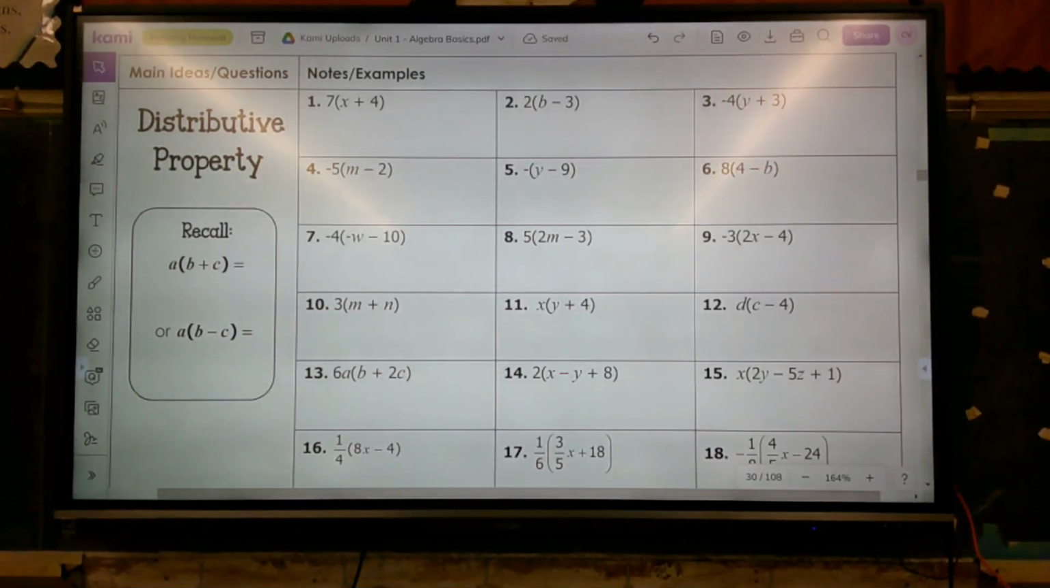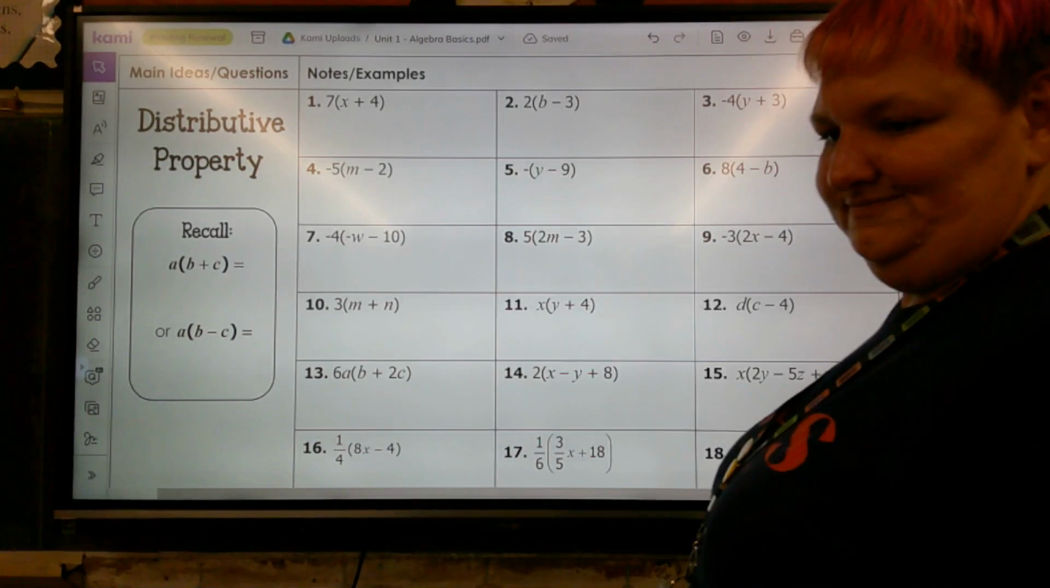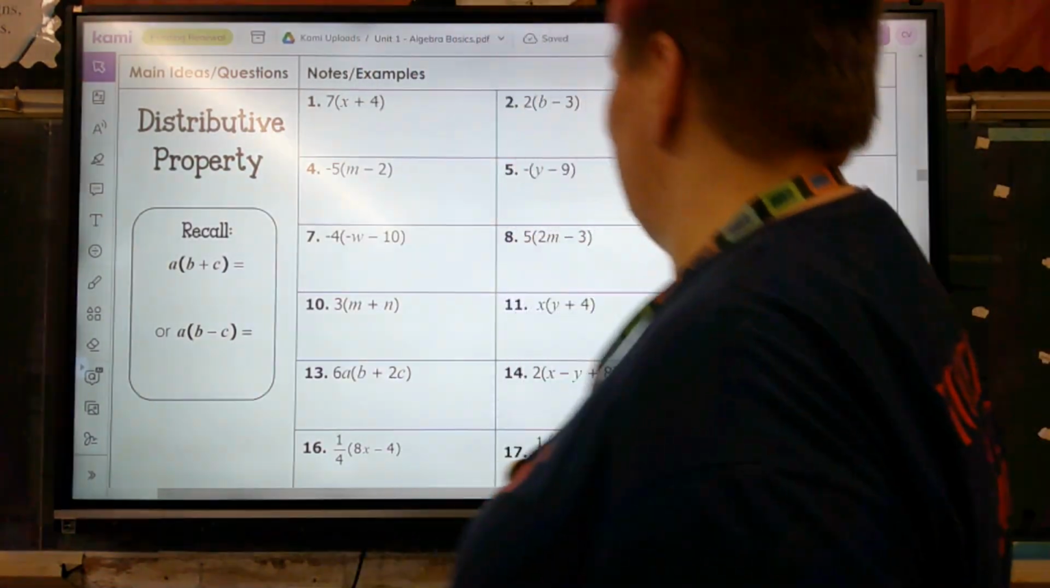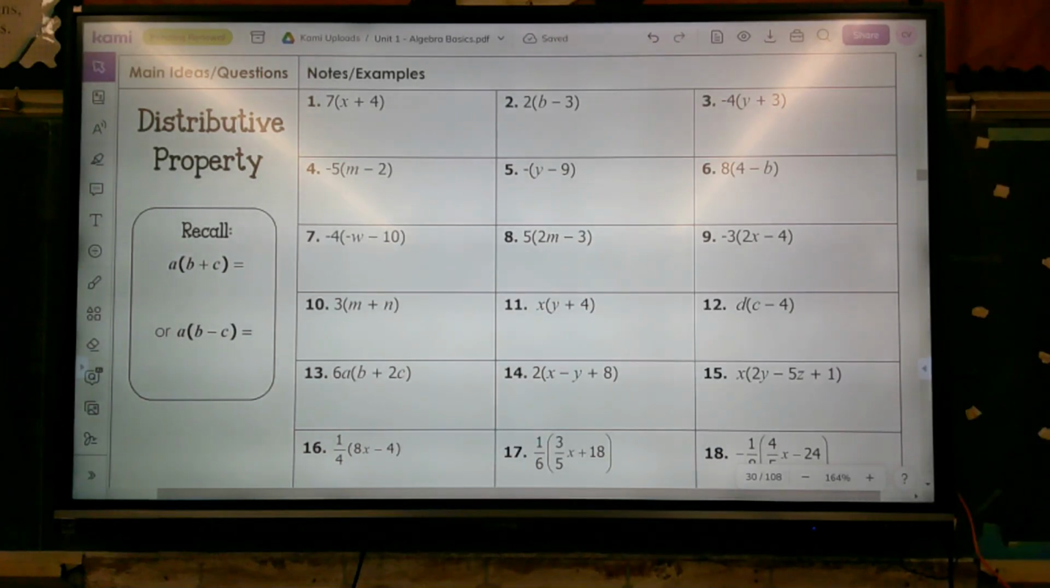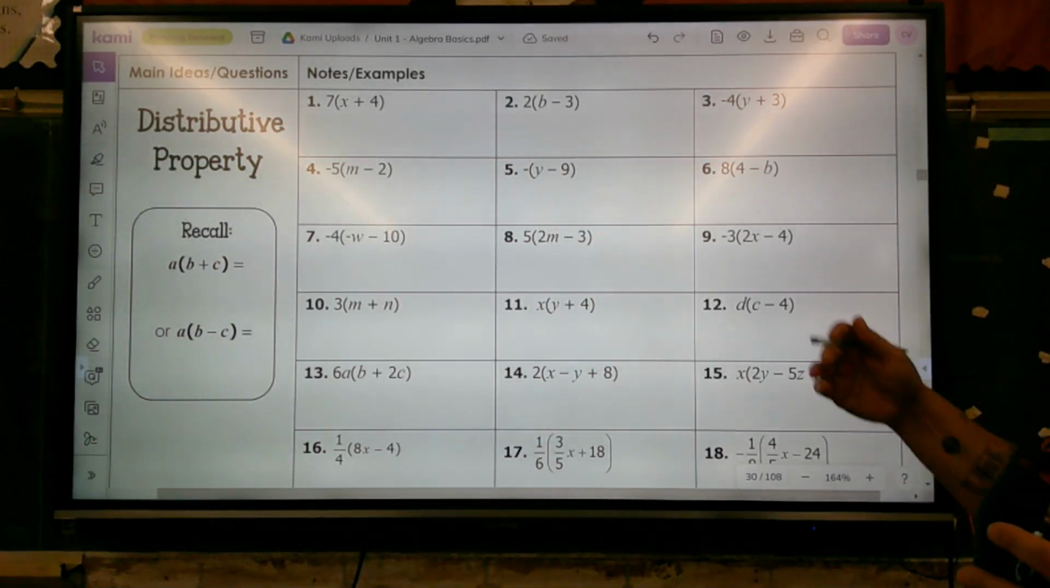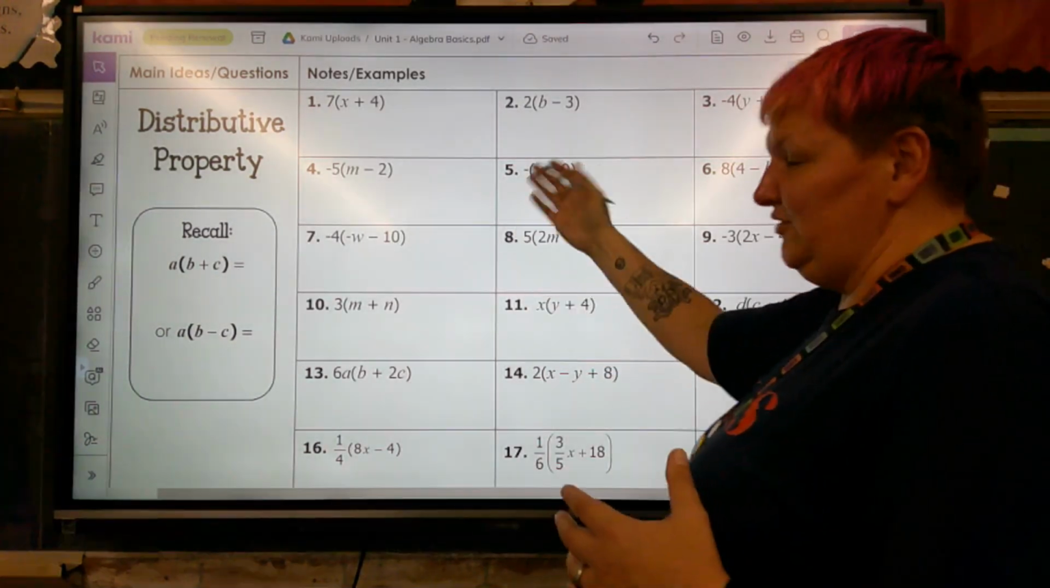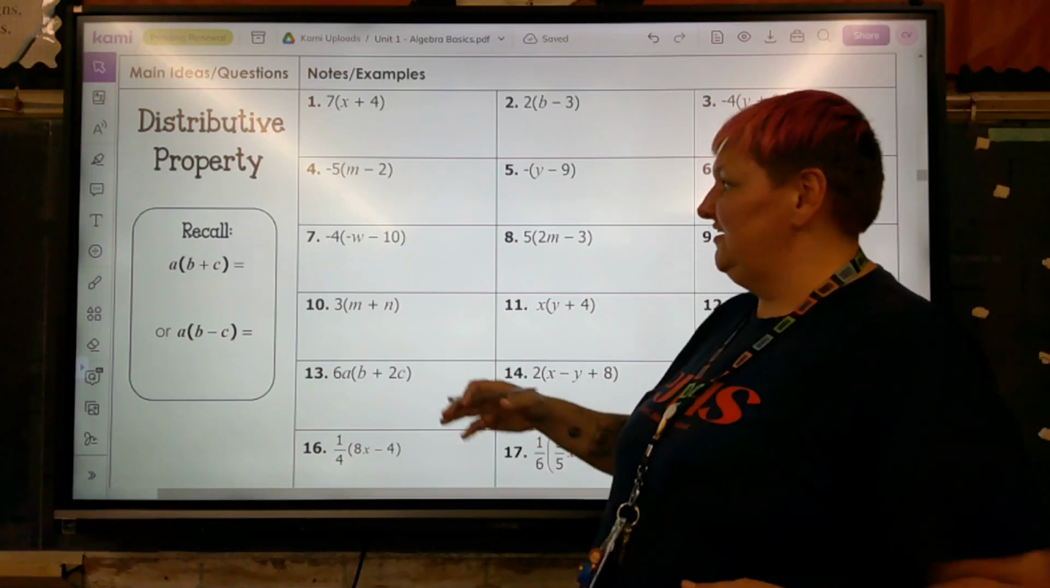Welcome to Unit 1.7. This one is all about the distributive property. I'm going to teach you how to distribute things, and then you're going to combine the last lesson with this one. You're going to distribute and then combine your like terms.